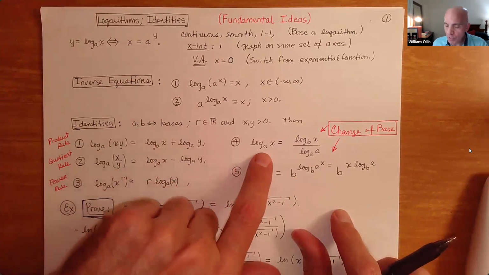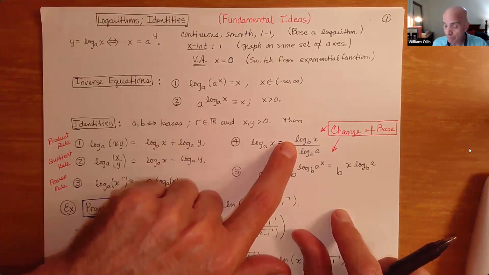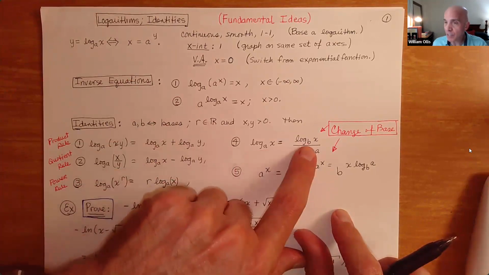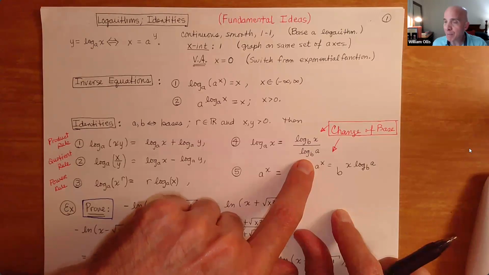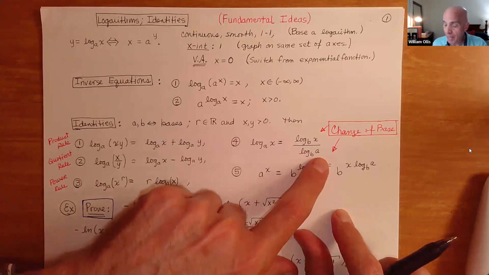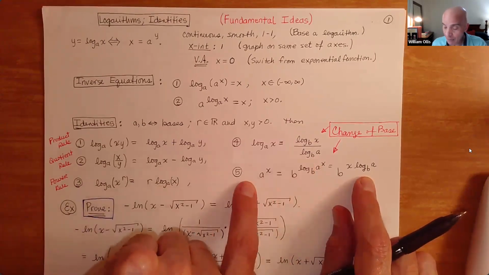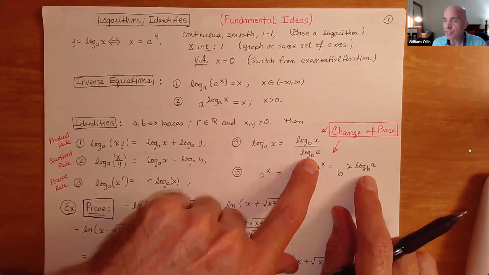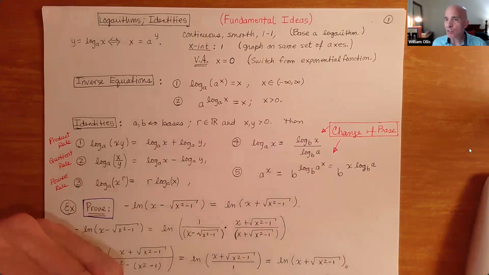So if we wanted to write, in this particular case, the base A logarithm of x in terms of the base B logarithm, we simply do a cosmetic change. That is, we change the A to a B, and then we divide by the change of base factor, which is the base B logarithm of A, which you can actually see in identity 5 right here. Okay, that's the change of base factor, so to speak. It's what allows us to move between the bases.